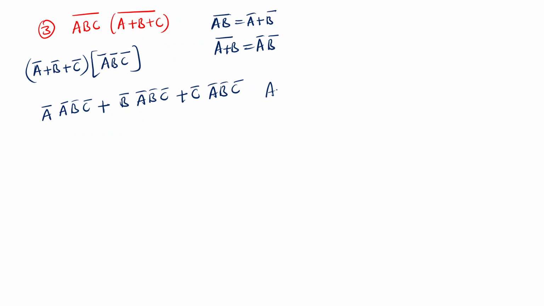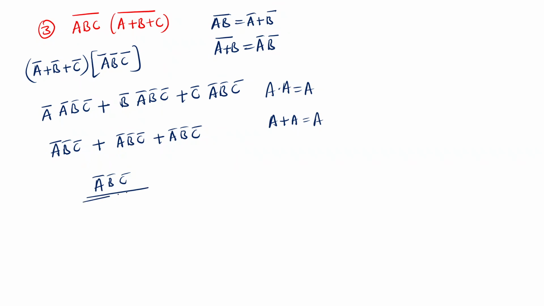Okay. From the AND law, you know that A and A equals what? A, no? So this one I can write as A bar B bar C bar plus A bar B bar C bar plus A bar B bar C bar. From the OR law, you know that A or A equals A. So all this I can write as A bar B bar C bar. This is nothing but minimizing the given expression into the minimum number of variables. Okay. So this is the third one.